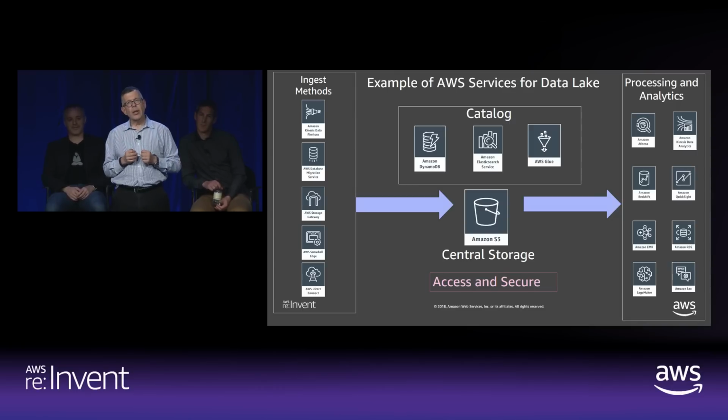Because without a catalog, a data lake is meaningless. It's just a data store. And then how do you control access and security around that common platform to get back to that multi-tenancy? So this is an example of the services we apply. So a whole host of ingest services, some very specific catalog and transform services, a lot of different both native AWS processing and analytic tools, as well as a whole host of third-party vendors through our marketplace that you can bring to the data in S3. And then the foundation that ties across all of these is access and security through things like IAM and encryption.